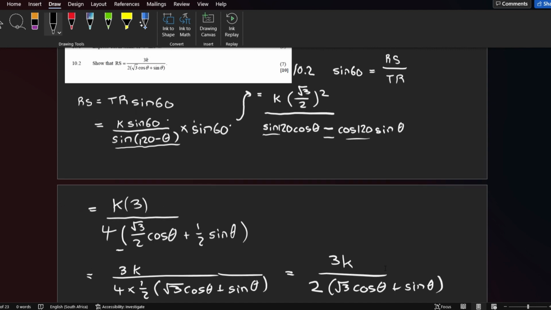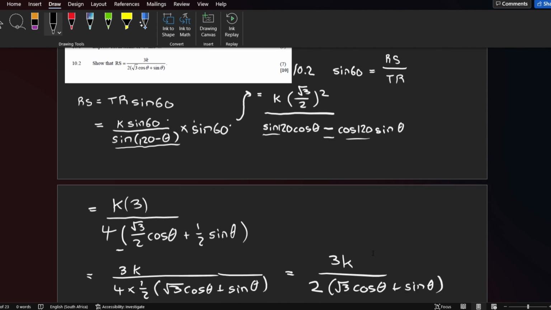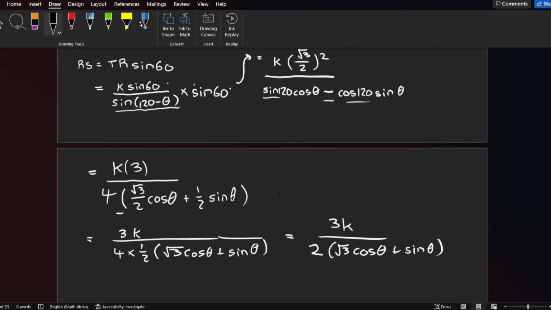Looking at this expression, we see that it is the same as the expression that they asked us to solve for. So therefore we have successfully shown that RS is equal to this expression here. Again, just to reiterate, we solved for sine 120 and cos 120 by substituting in our calculators, and cos 120 is negative a half, which gave this to be positive a half. Then here we squared this, and because 2 is a denominator, it's the same as having the brackets on the side, so 2 squared is 4, and 4 would come into our denominator with the 3, with the square root of 3 squared being 3, which remains as our numerator.